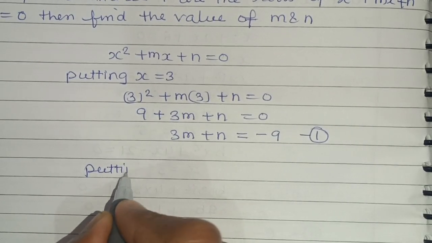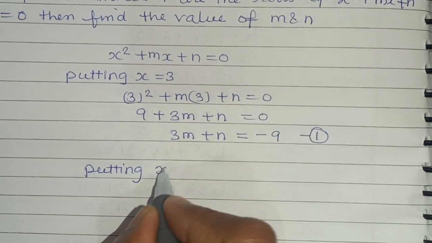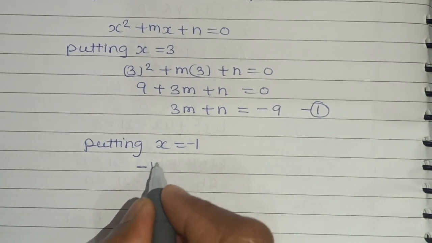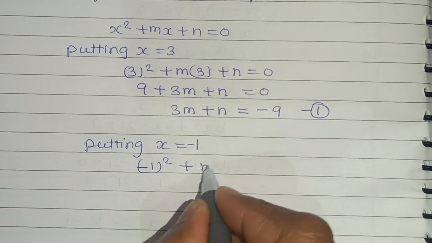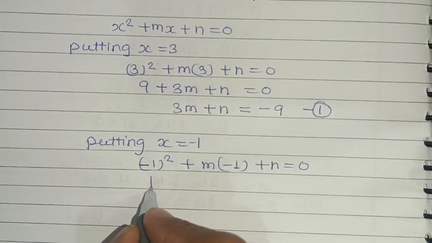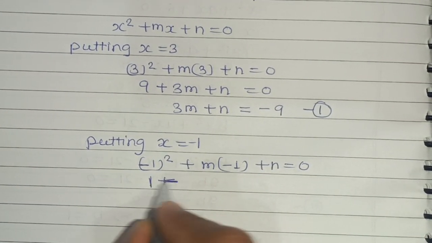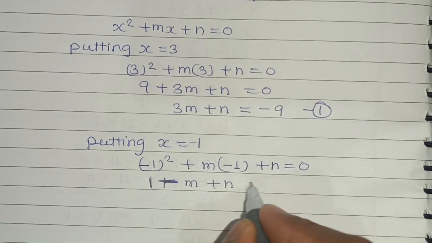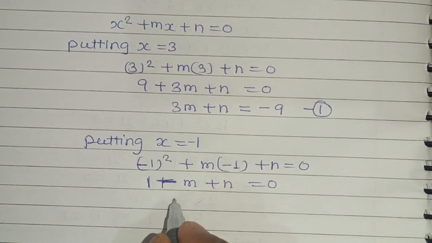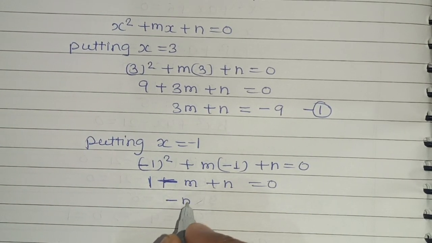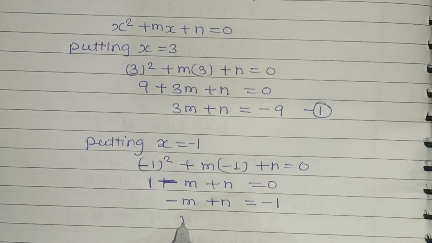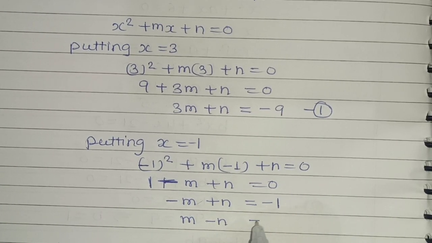Now once again putting x is equal to minus 1. So what? Minus 1 squared plus m into minus 1 plus n equal to 0. So that is 1 minus m plus n equal to 0. So minus m plus n equal to minus 1. So m minus n equal to 1.